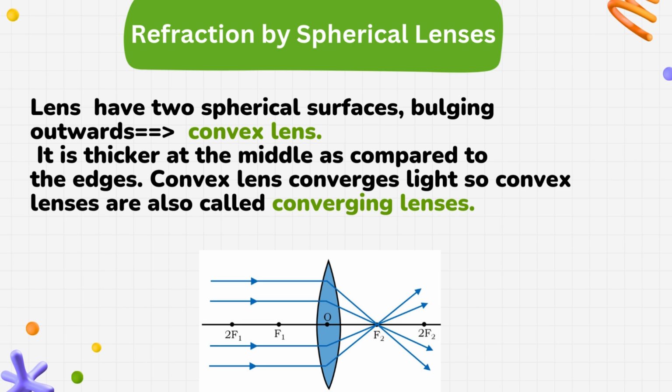Our first topic is refraction by spherical lenses. Actually, we have two types of spherical lenses, convex and concave. In the convex lens, there are two spherical surfaces bulging outwards. From this figure, we can see that the middle portion is thicker compared to the edges. That is called a convex lens. When light rays come parallel to a convex lens, it will converge into a specific point. So these lenses are also called converging lenses.